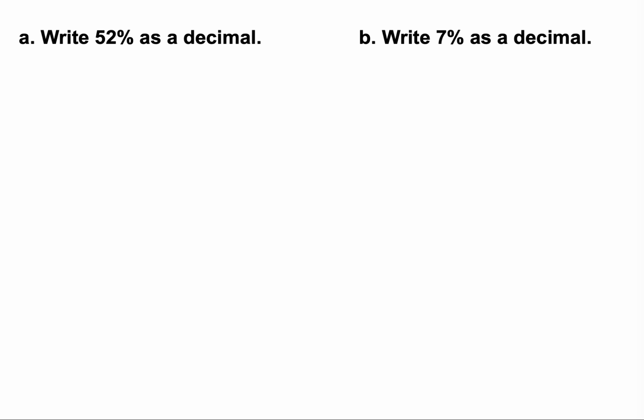All right, so let's go ahead and try some of these problems. So first two, we're going to take our percent, we're going to write them as a decimal. 52%, add my decimal here at the end, 1, 2 places to the left. 52% as a decimal is 52 hundredths. Write 7% as a decimal. Again, we're adding a decimal, 1, 2. We don't have enough digits here, so we're going to need a placeholder 0. So 0.07 is our decimal there.